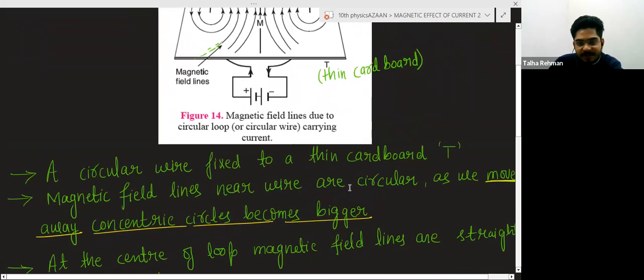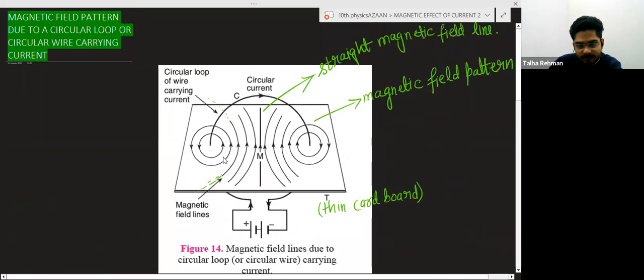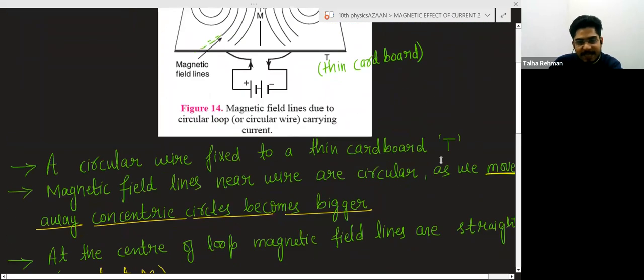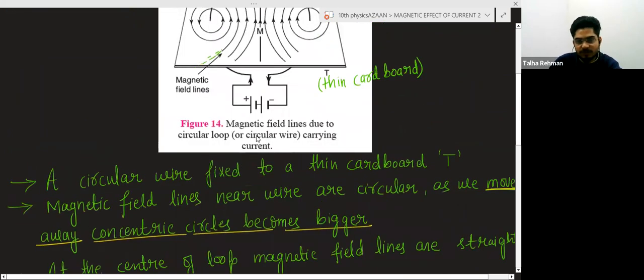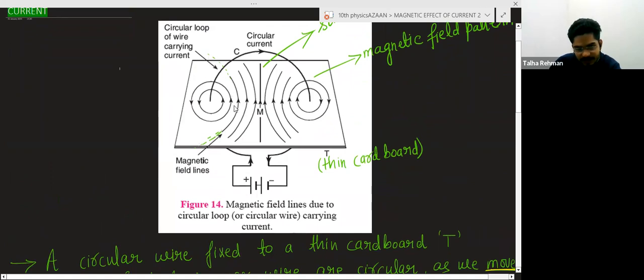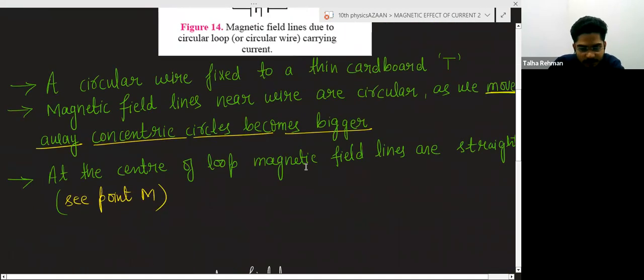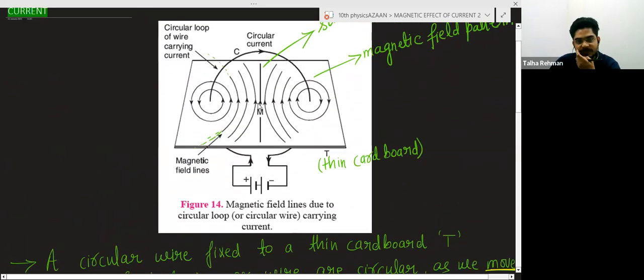Magnetic field lines near the wires are circular. As we move away, concentric circles become bigger. You can see these are the concentric circles, and they are becoming bigger. This circle is smaller, this is larger, this is far larger, this is another larger. At the center of the loop, magnetic field lines are straight. So here, this is the center of this loop. Here, the magnetic field line will be a straight line.